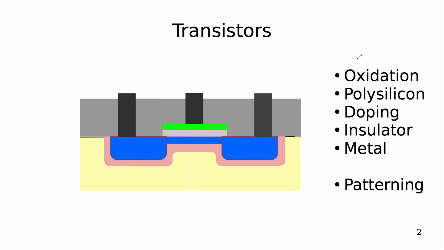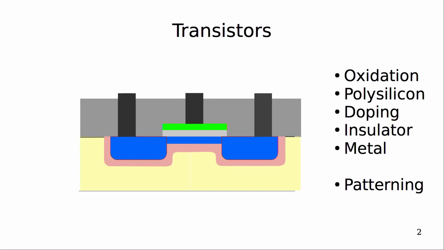So we need a way to oxidize silicon. We need to place polysilicon, that's the material of which the gate is made. We need to dope, to implant other charges into the silicon substrate. We need to put down insulators, because later on we'll place connections that consist of metal, and we don't want to short circuit everything. And lastly, and that's maybe half of it, we need a way to pattern, to form the materials that we created.